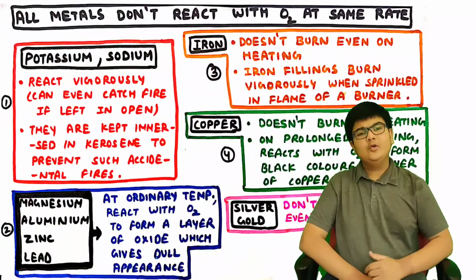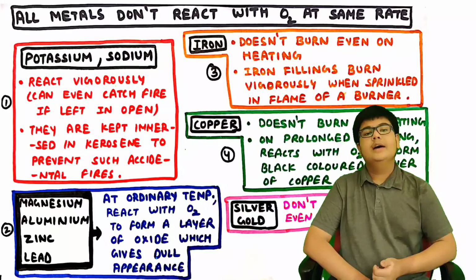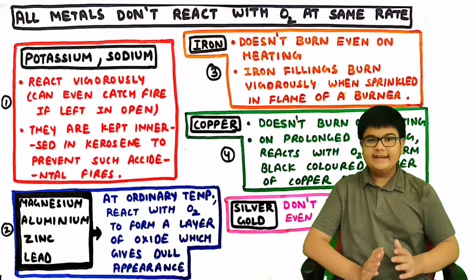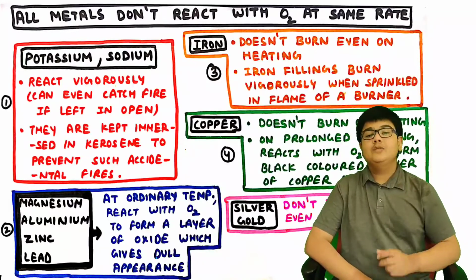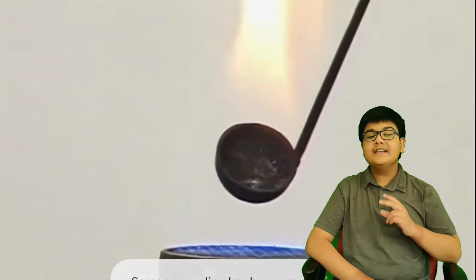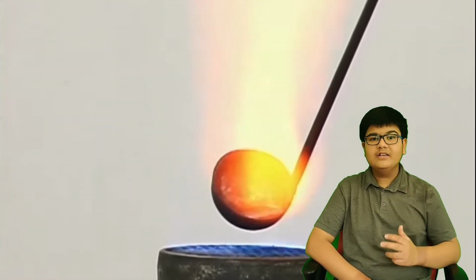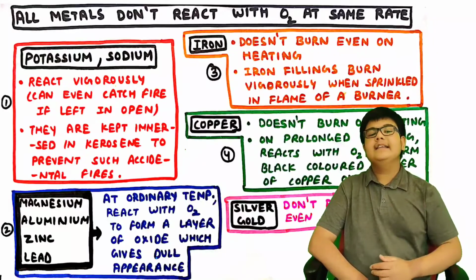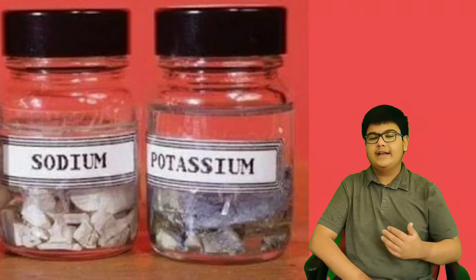So now let us see, do all metals react with oxygen at the same rate? Different metals have different reactivity rates and they react with oxygen in different ways. Metals such as sodium and potassium react very vigorously with oxygen, and they can even catch fire if left in open. This is the reason they are kept immersed in kerosene so as to prevent accidental fires.